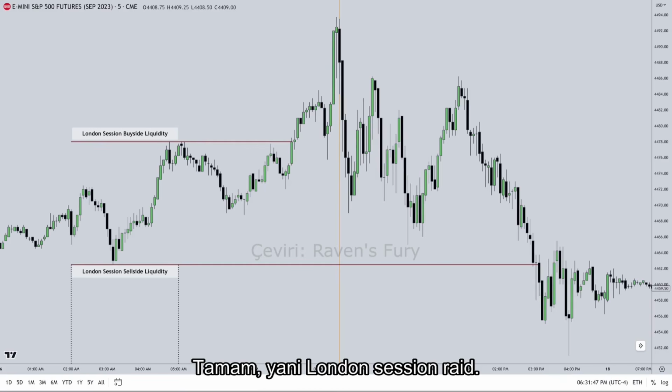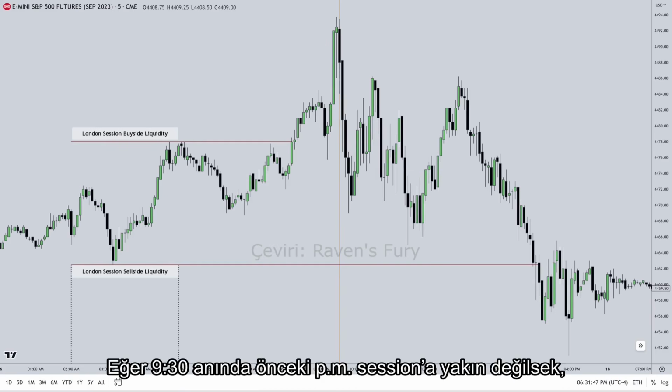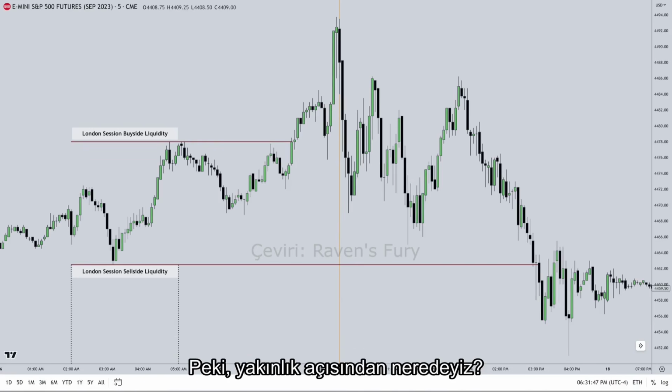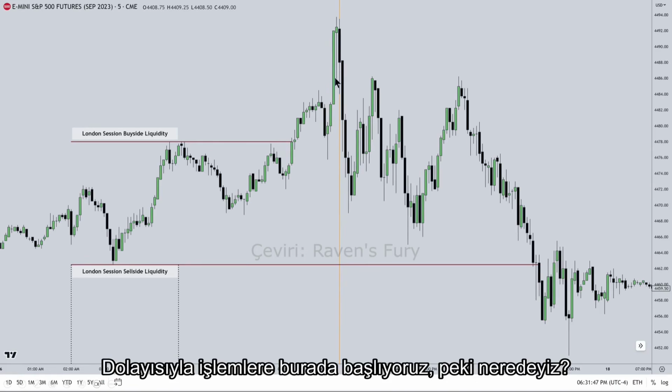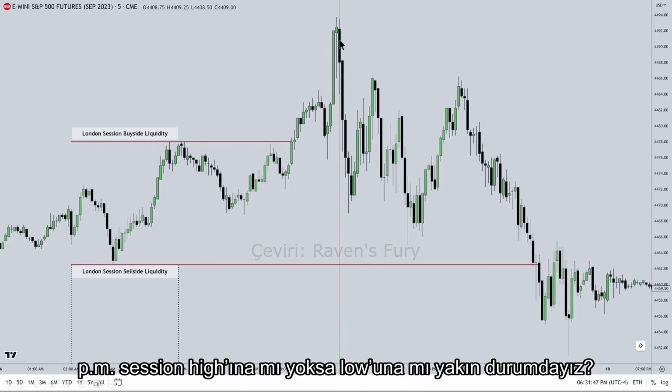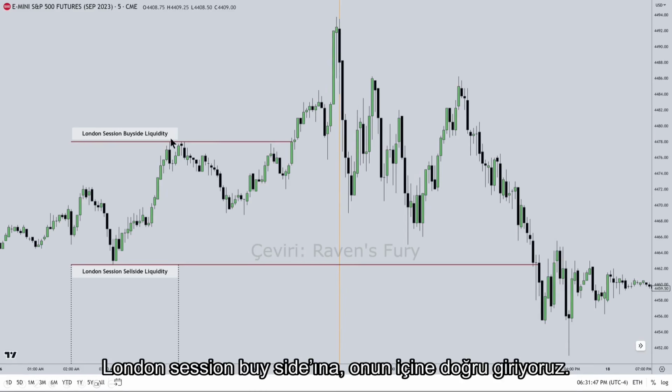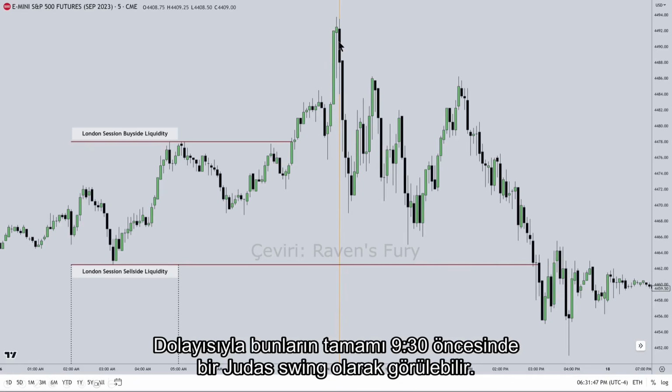All right, so London session raids. If we are not in close proximity to the previous PM session at 9:30, remember, this orange line here denotes the 9:30 opening bell of the stock market. So where are we at in terms of proximity? We're starting the trading here. Are we in close proximity to a PM session high or low? But we are in close proximity to what? London session buy side. We're digging into that. So all of this can be viewed pre-9:30 as a Judas swing.